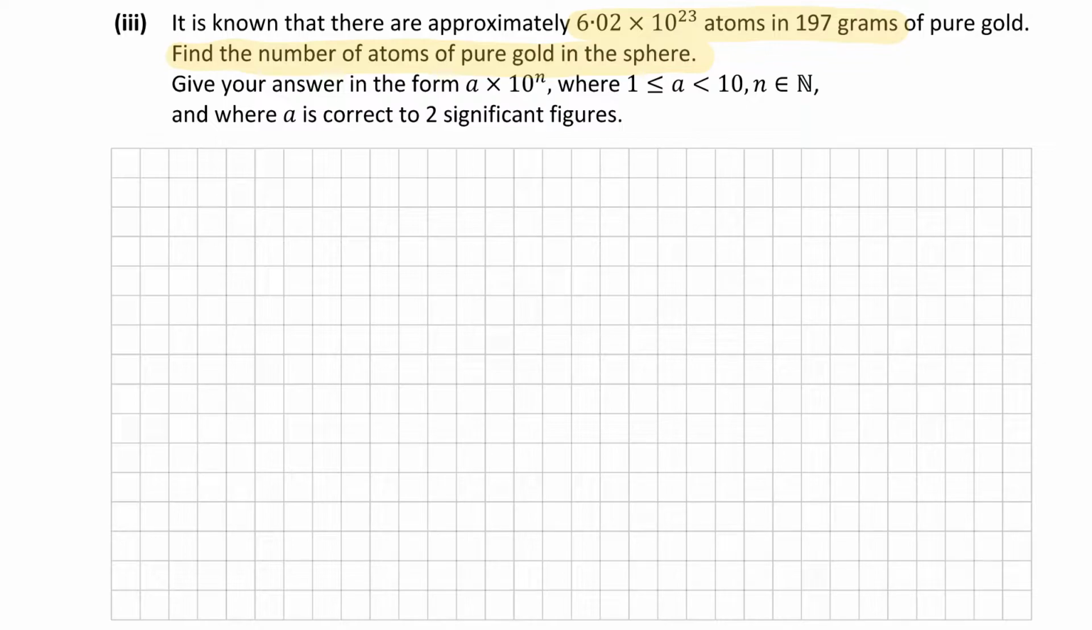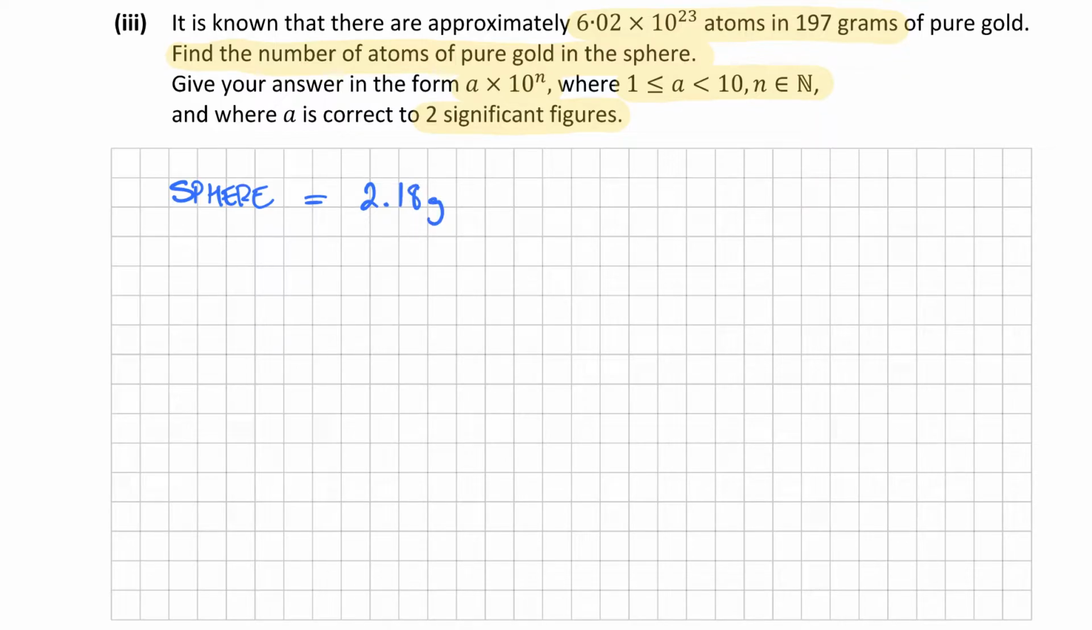And in standard form, they want the answer in the form a times 10 to the power n, where a has to be between 1 and 10, and to two significant figures. Okay, so we've highlighted the key information. We also know what we're dealing with. So the mass of the sphere that we're dealing with is equal to 2.18 grams.